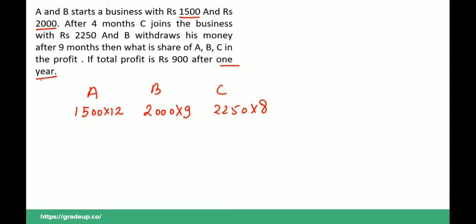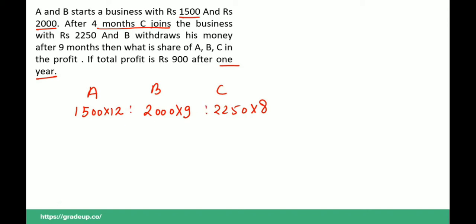because the profit is of 1 year. Okay, now listen carefully. A invests 1,500 rupees, B invests 2,000 rupees. After 4 months, C joined the business, that means for 8 months C was in the business. And B withdraws money after 9 months. There is no information about A, so we can say that A invests his money for the whole 1 year. So this should be the profit sharing ratio after 1 year.